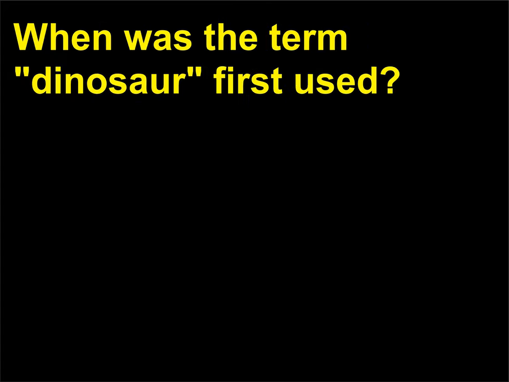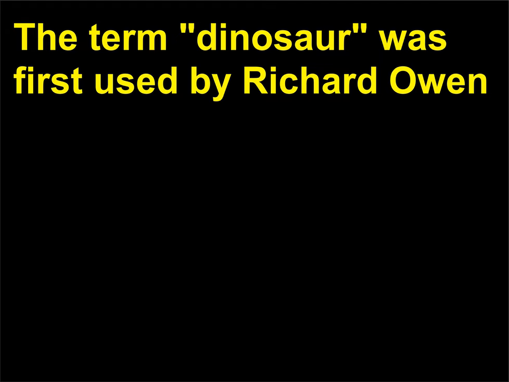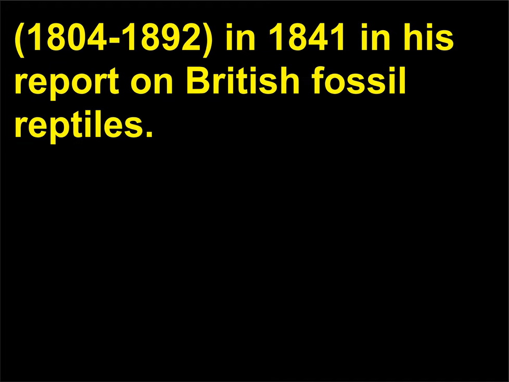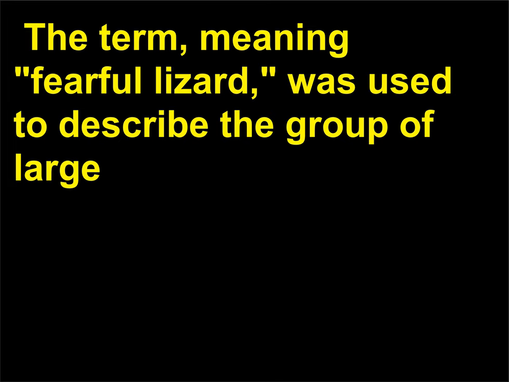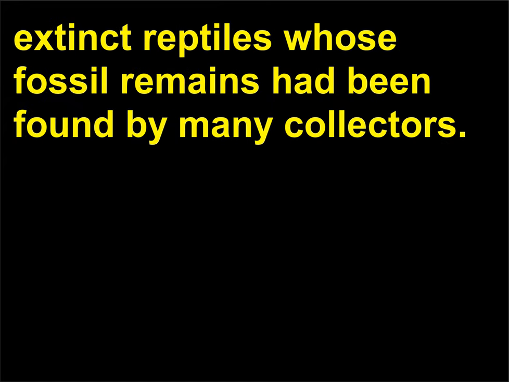When was the term dinosaur first used? The term dinosaur was first used by Richard Owen, 1804 to 1892, in 1841 in his report on British fossil reptiles. The term, meaning fearful lizard, was used to describe the group of large extinct reptiles whose fossil remains had been found by many collectors.